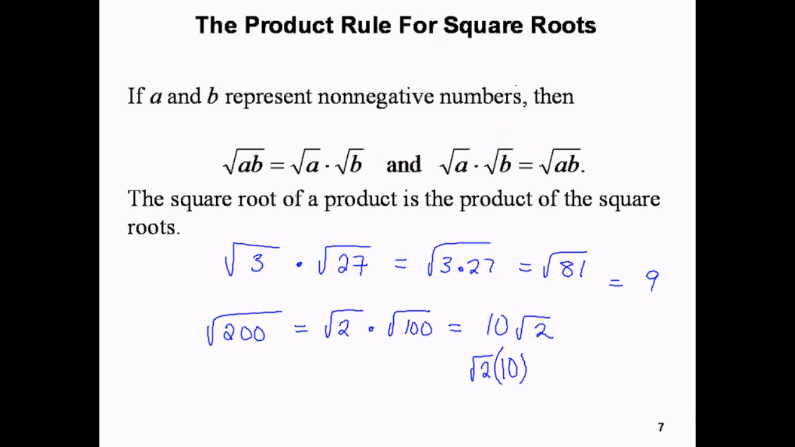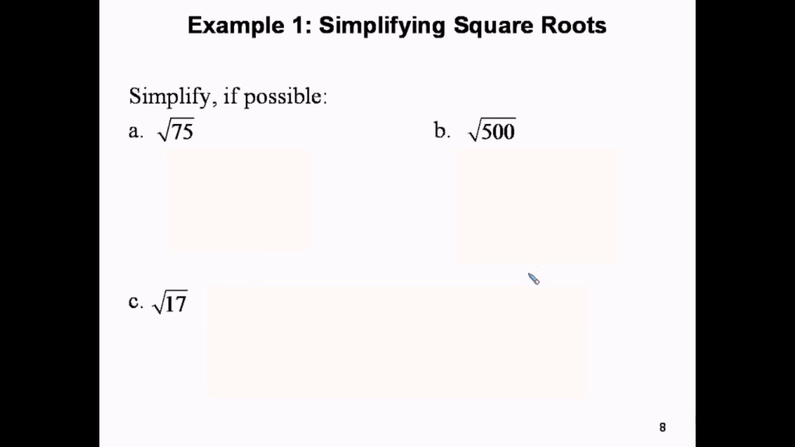Okay, so simplifying square roots. 75, not a perfect square. Now there's two ways you can do this. In the first method, you might recognize that 75 is 3 times 25 and that 25 is a perfect square. And the square root of 25 is 5. And the square root of 3 we leave alone. So we pull the perfect square out.